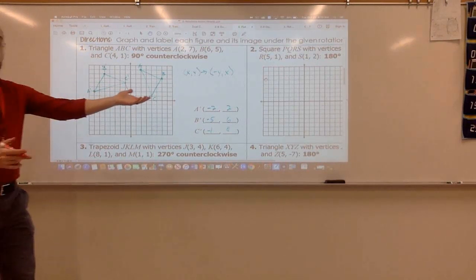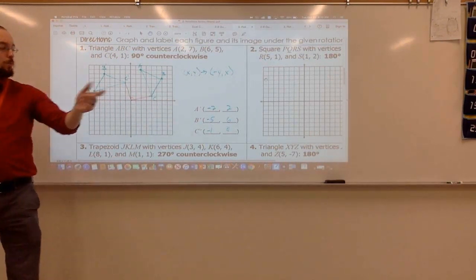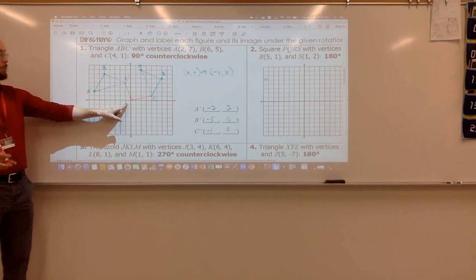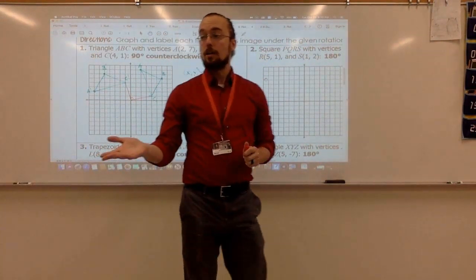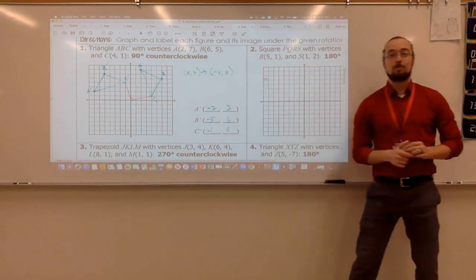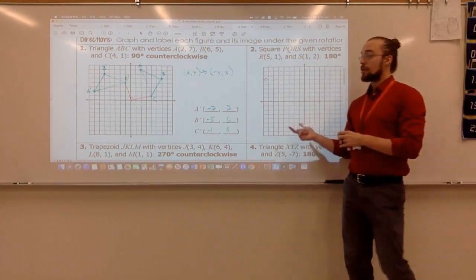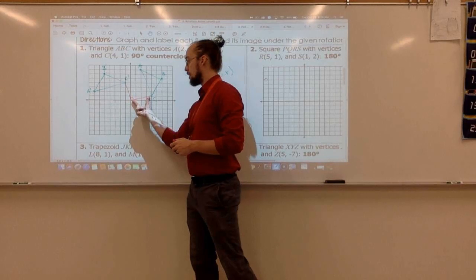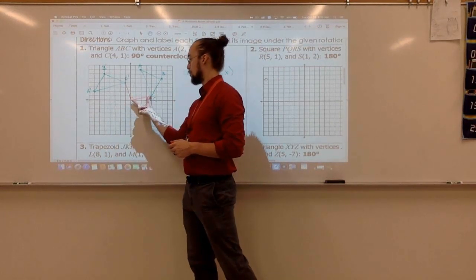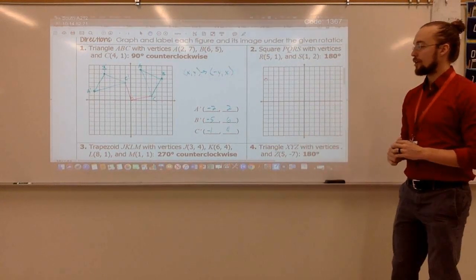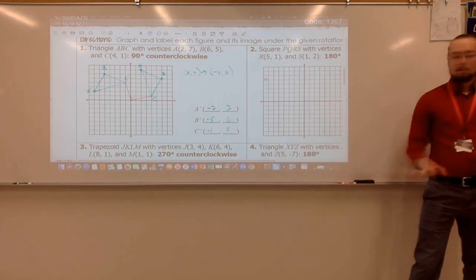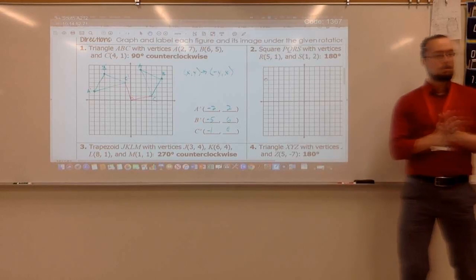If I'm rotating 180, what's going to happen? Obviously, this won't be a right angle. It'll be a straight line, right? It'll be a perfect straight line where each side through the origin is exactly the same length. Questions?